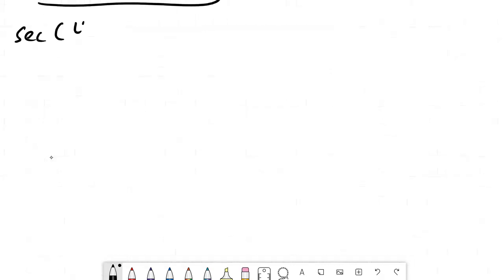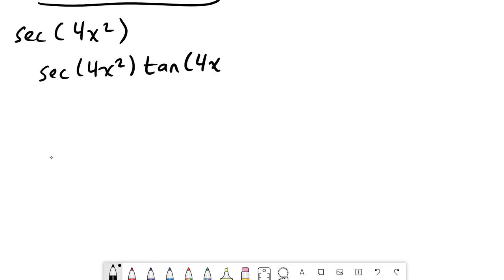Secant of 4x squared. So the derivative of secant x is secant x tangent x, right? So for secant, you want to keep the inside the same, and for tangent you also want to keep the inside the same, because the inside of the secant and tangent is the same, right? Even though x appears twice, it's still the same inside function. Just remember that. I just wanted to point that out, and then you multiply by the chain, and then we're done.